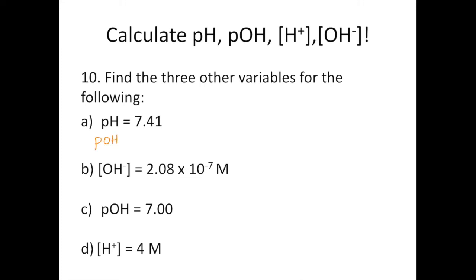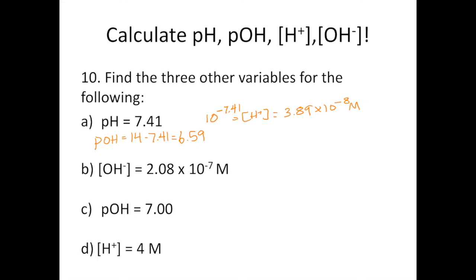Okay, so we have a pH of 7.41. Easiest thing is to find my pOH first, right? Because it's just 14 minus 7.41, and that's 6.59. Okay, now we need our concentrations. So since I have pH and pOH, if I take negative log, which is going to give 10 to the negative 7.41, that's going to give me my hydrogen ion concentration. And I get 3.89 times 10 to the minus 8 molar.